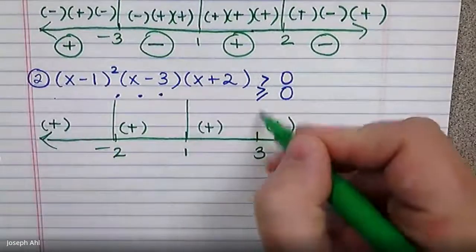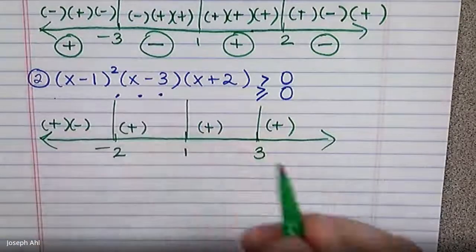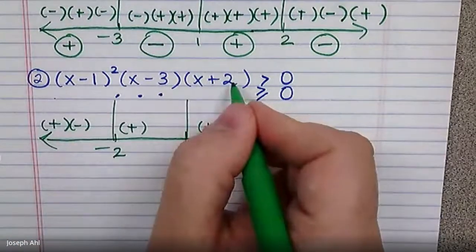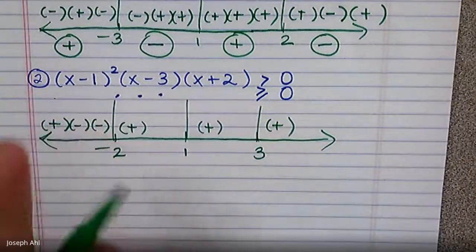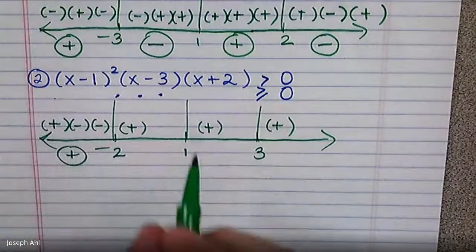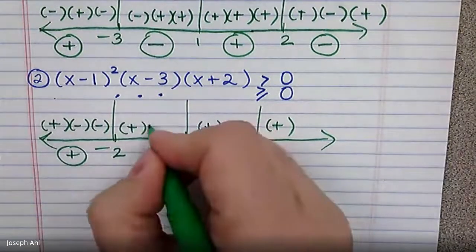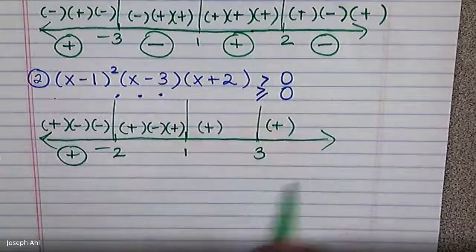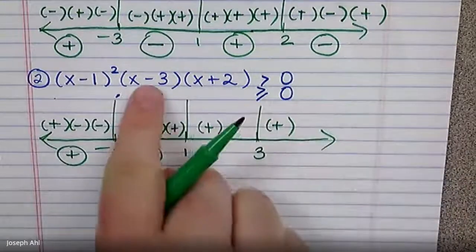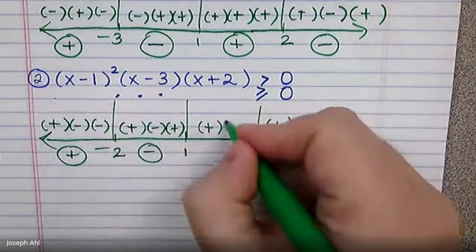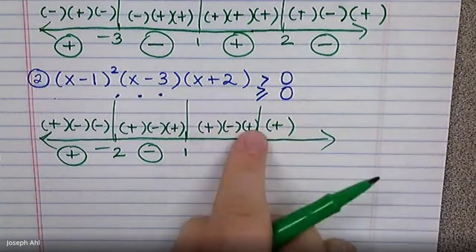All right, so then I just have to really test in the other two factors. If I test negative 3, negative 3 minus 3 is negative. Negative 3 plus 2 is negative. Two negatives multiplied give you a positive, and positive times positive is positive. Okay, in the next section, if I test 0 over here, 0 minus 3 is negative, and 0 plus 2 is positive. So with that one negative, this whole region is negative. If I test 2, 2 minus 3 is negative. 2 plus 2 is positive. So again, we have that one negative, two positives.